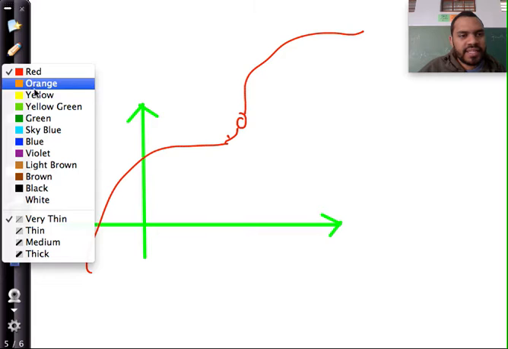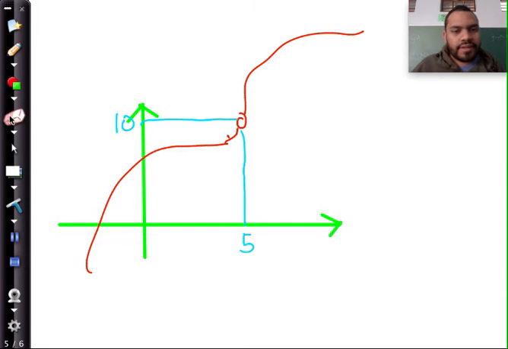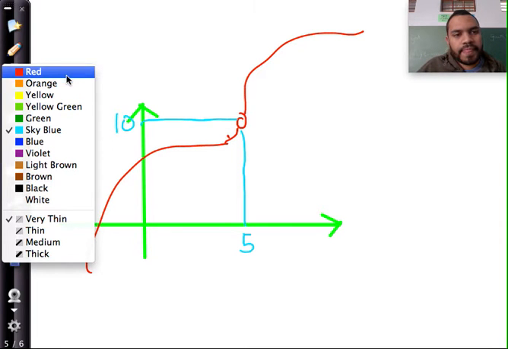Okay, and let's, Kauthar, can you give me a value for this here? 5, okay. And can you give me a corresponding y value? 10, okay. Okay, now, people, let's carefully evaluate this.